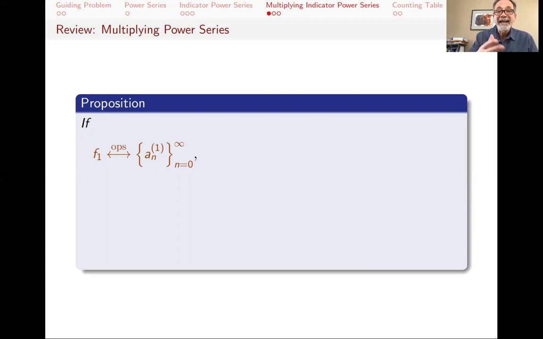We're going to apply that to indicator power series, but first we want to just see what the general situation is. So let's say that F1 is the ordinary power series. OPS stands for ordinary power series, the ordinary generating function for this sequence of numbers. They have all superscript 1, and then it's A0, A1, A2, and so on to infinity. I have the superscript 1 because I want the second one to have superscript 2, and so on.